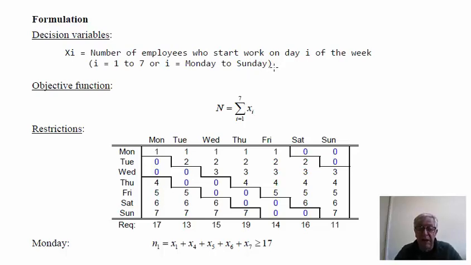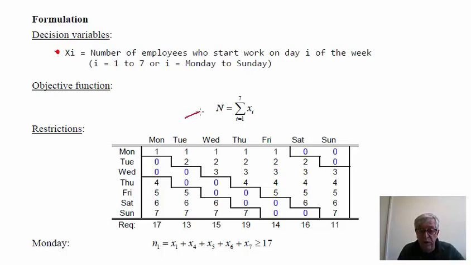So in practice, we will have to divide the team in groups, the groups according to the days of the week in which they will rest, because they cannot rest all at the same time. So this is the same as classifying the groups according to the first day of the week in which they start working. So this is how we define the decision variables. Xi is the number of employees who will start work on day i of the week, in which the index i goes from 1 to 7, or from Monday to Sunday.